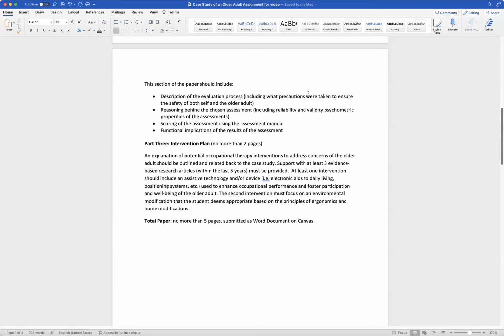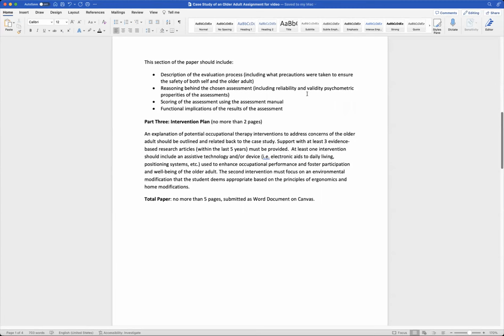You must really think out, what are the functional implications of this assessment? Because that shows why we even did it as an occupational therapist. Why did we find it important to do this assessment?